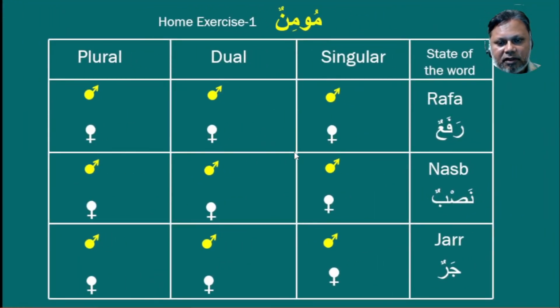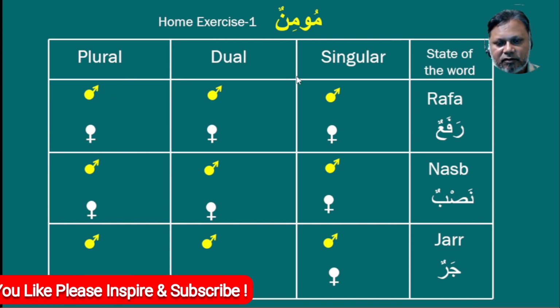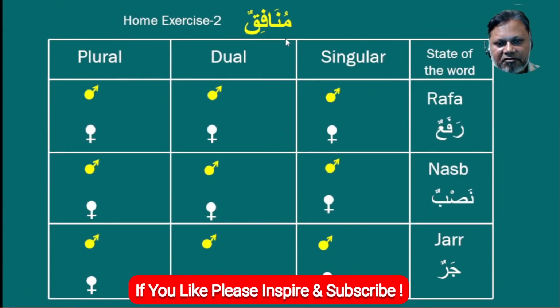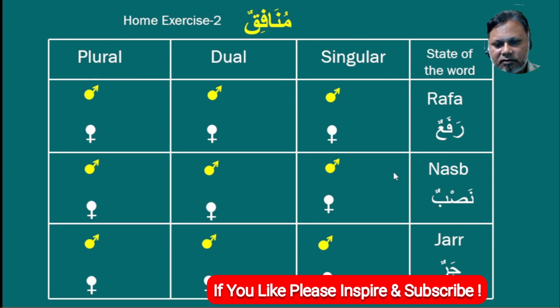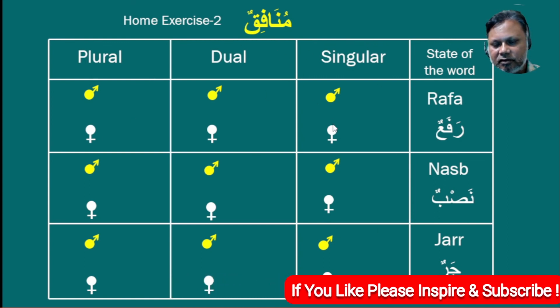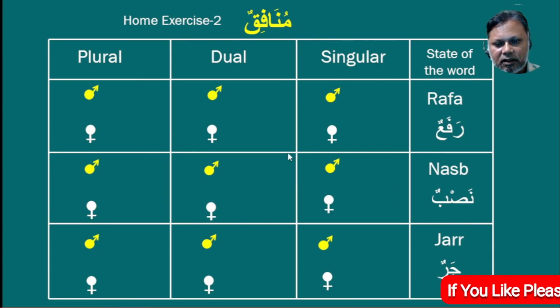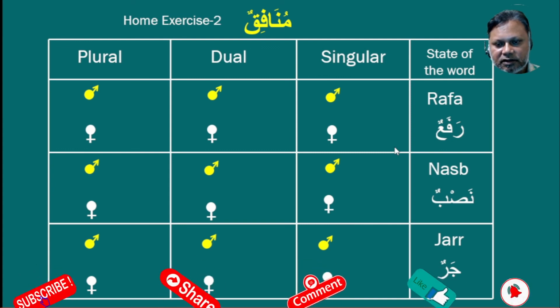Now I will give you a blank table for your home exercise. If you have time, you can do this exercise for muminun. Just fill up this table for muminun. And here is one more table for you, munafiqun. Just fill up this table for munafiqun, both for male and female. Then I believe it will be clearer for you to understand how it works.